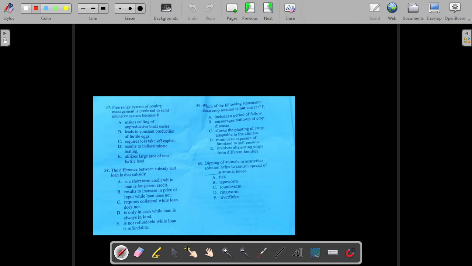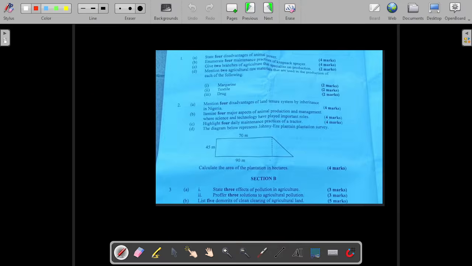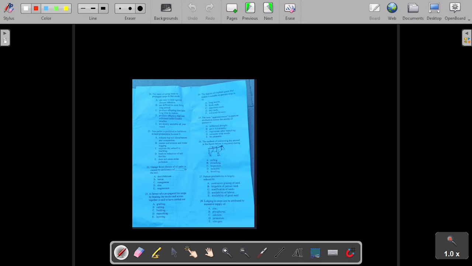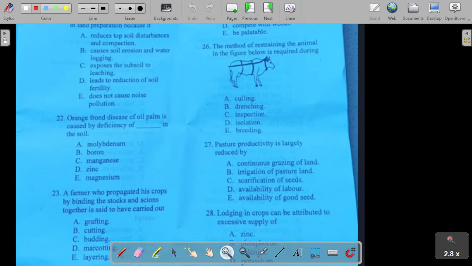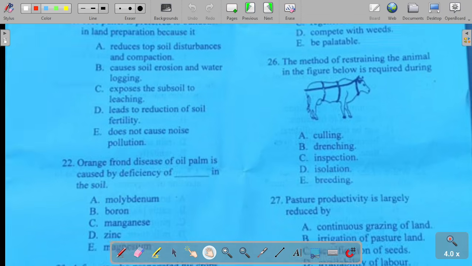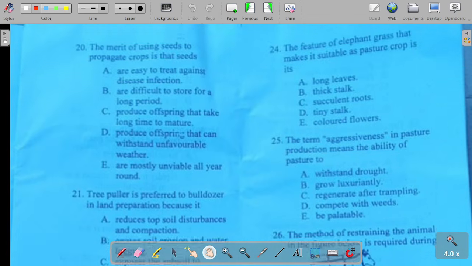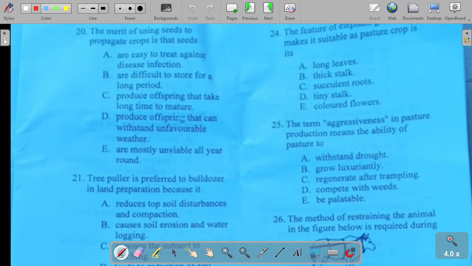Let's look at 20. So let's check number 20. The merits of using seed to propagate crops is that seeds are easy to treat against disease infection, and difficult to store for long periods. I think that is close. Produce offspring that can withstand unfavorable weather. Exactly.